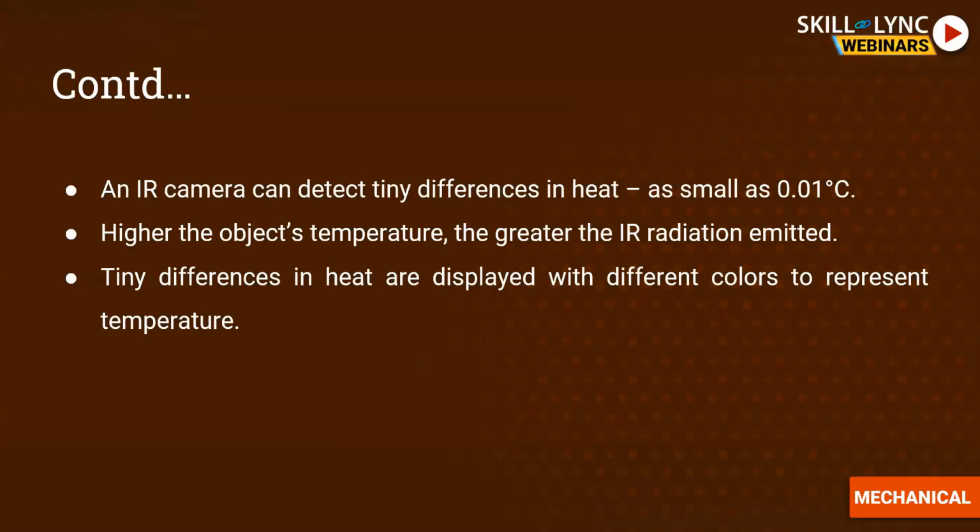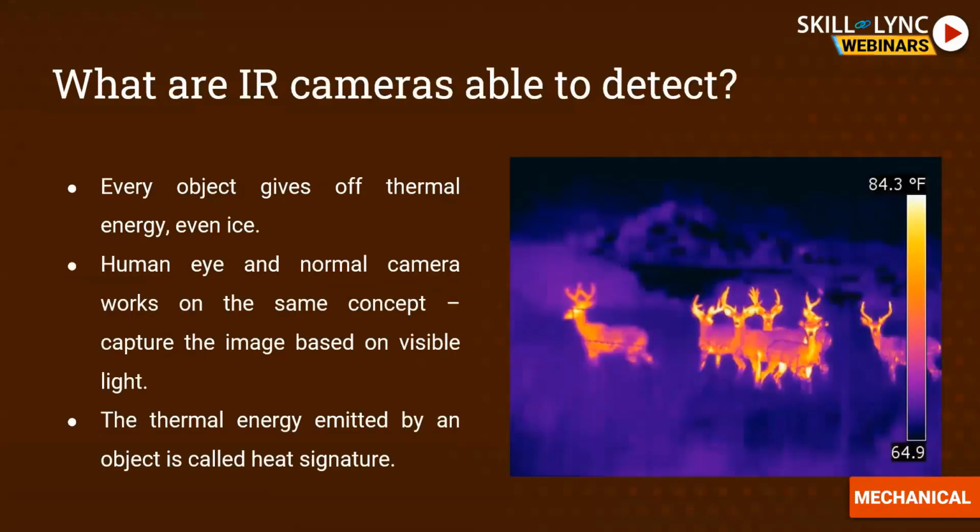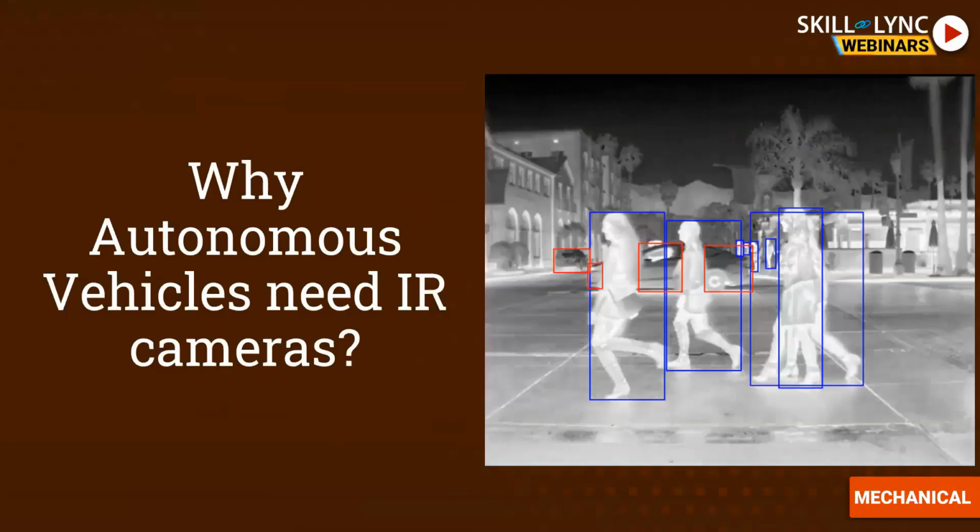And the higher the object's temperature, the greater the IR radiation emitted. This is very basic and very common. By now we should know that every object emits heat, so the higher the object's temperature, the greater the radiation emitted. For example, if we see the image of a car, we can clearly identify that the temperature of the engine is much higher than the temperature of the rest. As I've shown you in the image, the different temperatures are displayed via different colors. So we move to the next slide.